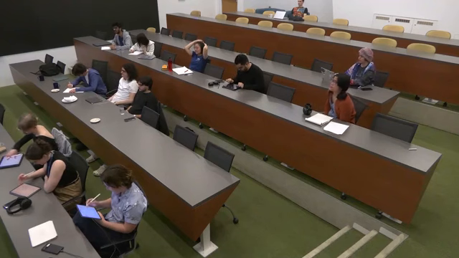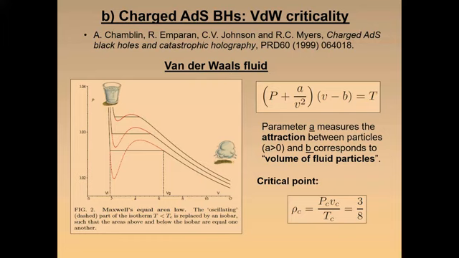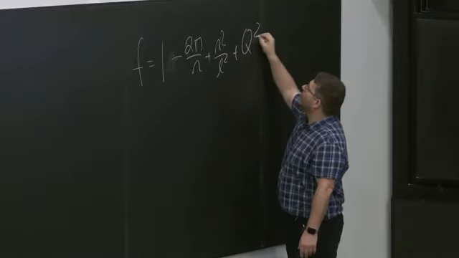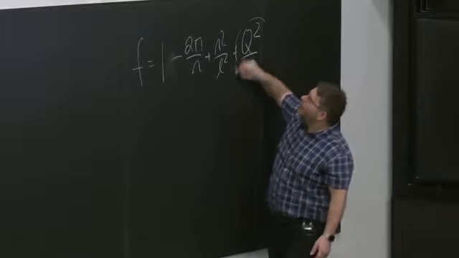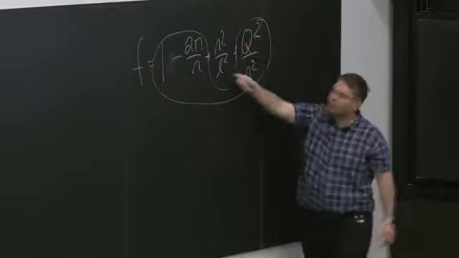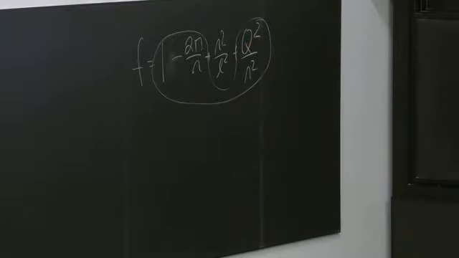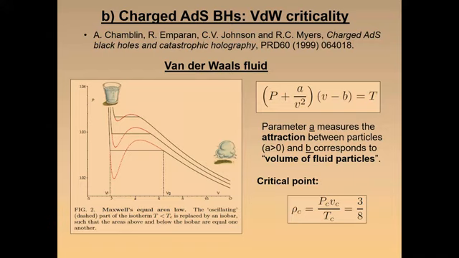Just to impress you, if you add charge to that, so now I don't consider Schwarzschild-AdS, but Schwarzschild-AdS plus charge, the metric function is 1 minus 2m over r plus r squared over L squared plus q squared over r squared. That is my metric function. It will be Reissner-Nordström plus AdS.